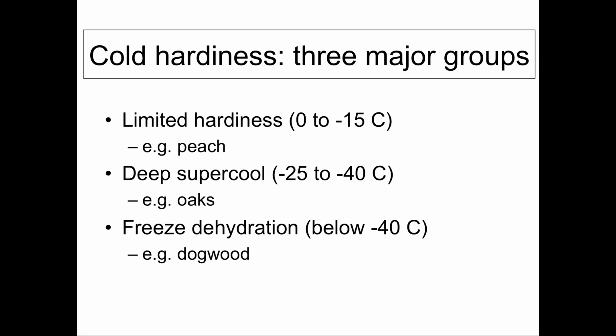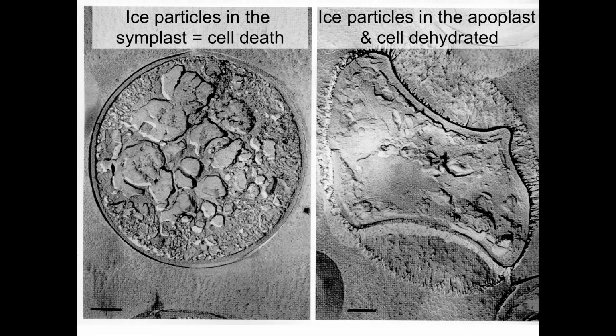And minus 40 is really kind of a magic point. It's a point where Celsius and Fahrenheit converge. Minus 40 C equals minus 40 Fahrenheit. But this is also the point where supercooling no longer works, and you move into this state where everything is frozen and dehydrated, and only certain species can withstand that kind of stress.